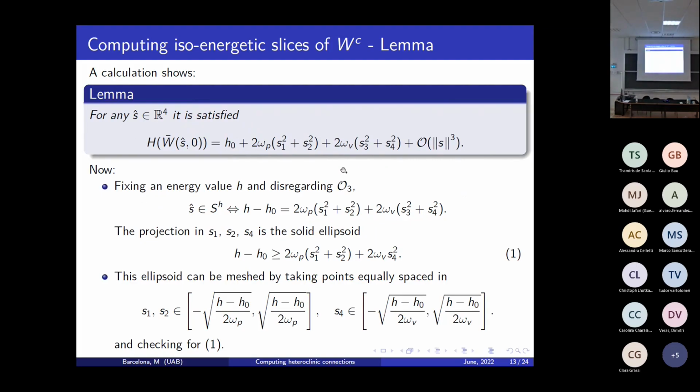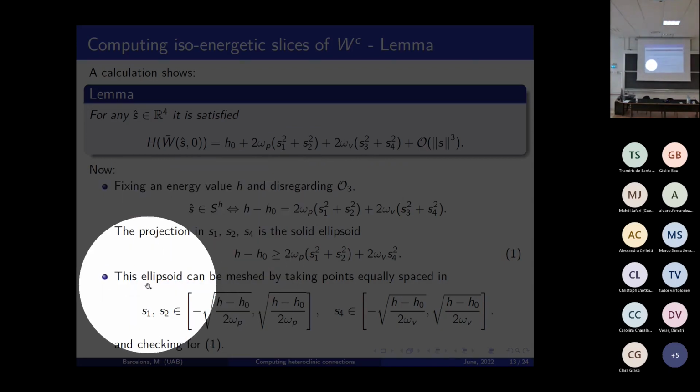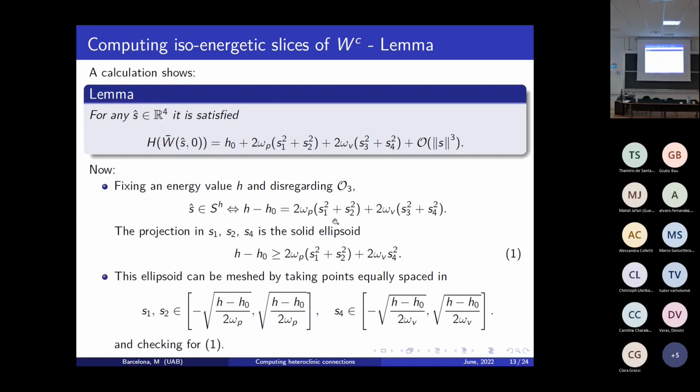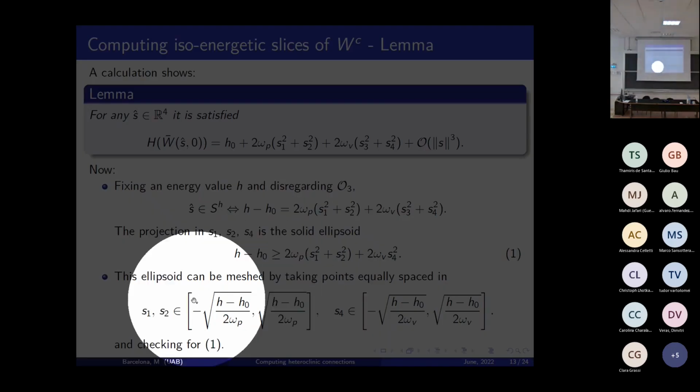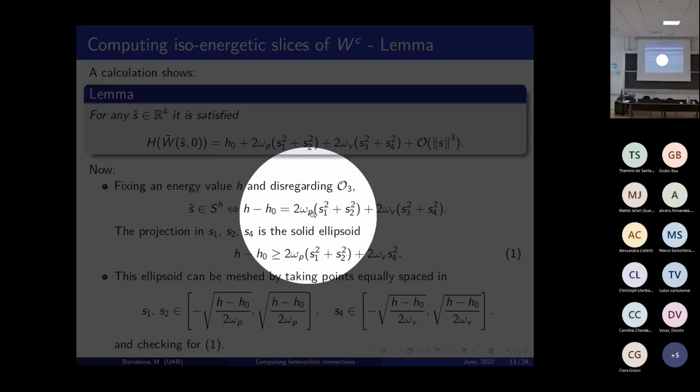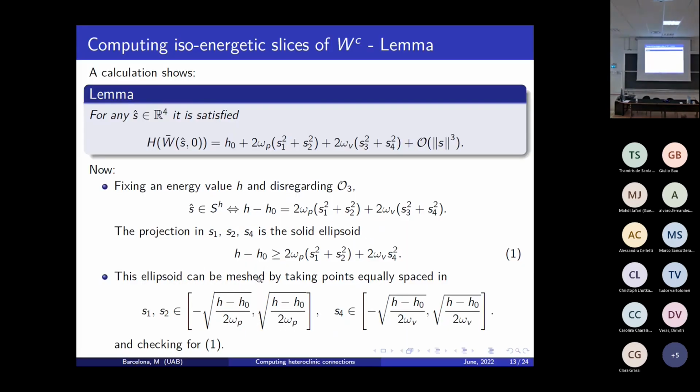So this gives us a way to determine whether a point is at this level of energy or not. By fixing an energy value of H and disregarding higher order terms, S will be in the isoenergetic slice if it satisfies this equation. So at the end, the projection in S1, S2, S4 is an ellipsoid, a solid ellipsoid. It can be meshed by taking S1, S2 in this interval over here, and S4 in this interval over here, and checking if this equation is satisfied for S3. If it is satisfied, then the point is inside this solid ellipsoid.